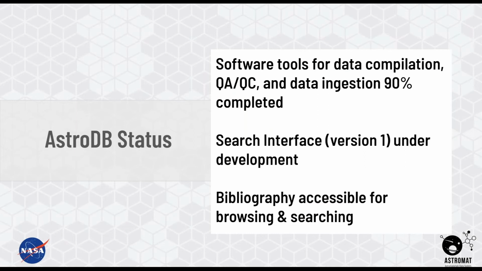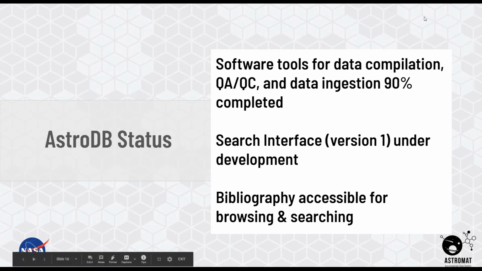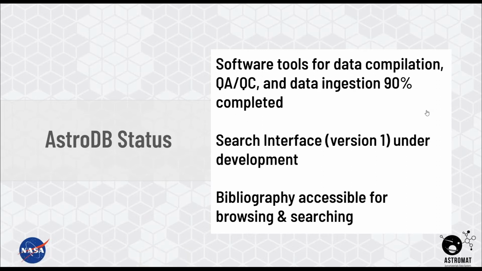Okay, so next I want to talk about the AstroDB status. Right now, the software tools for data compilation, quality assurance, quality control, and data ingestion are 90% completed. The search interface version 1 is currently under development. The bibliography is accessible to browse and search references. That's up right now on astromat.org. One thing that we would like is if you have data sets that you think should be included, please let us know.